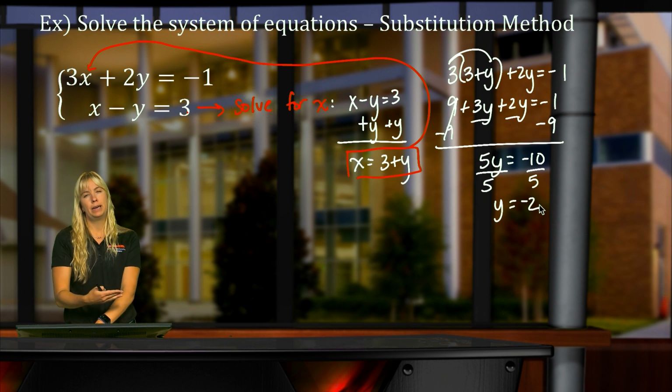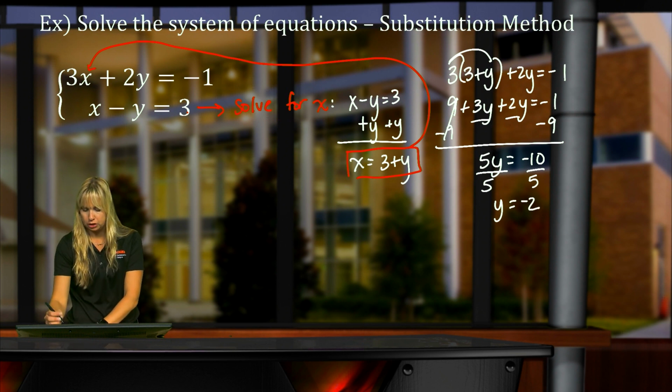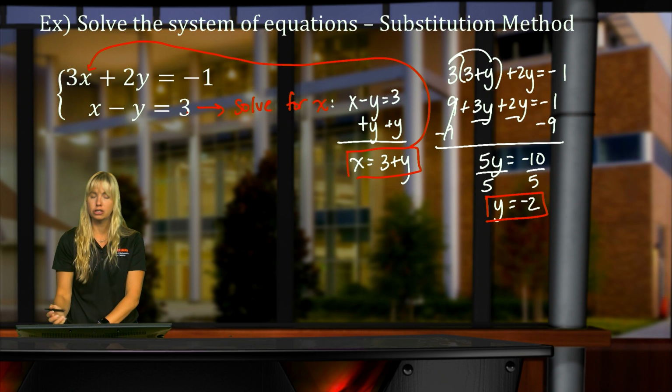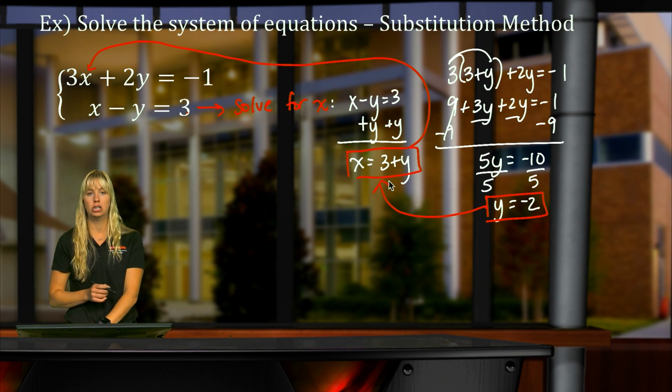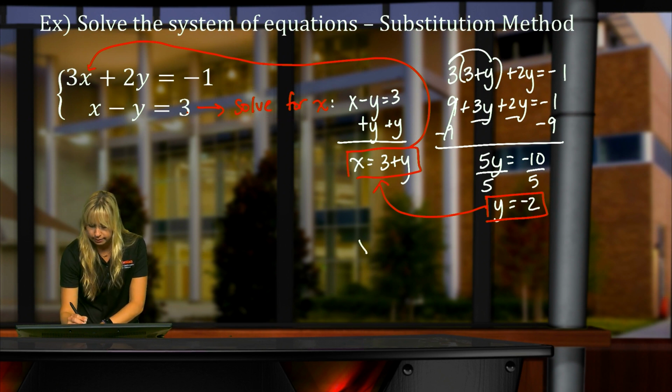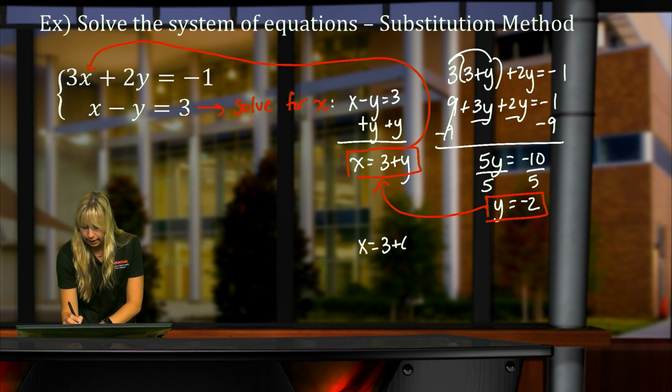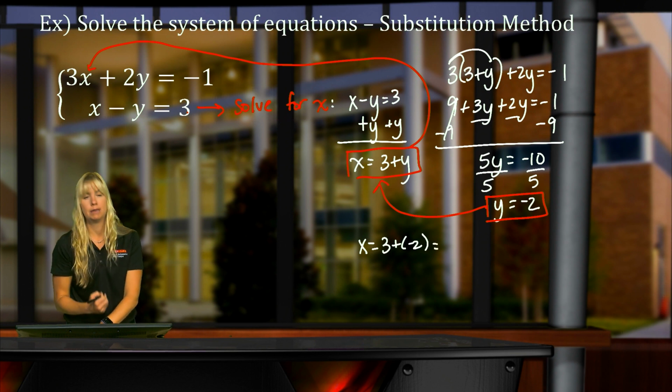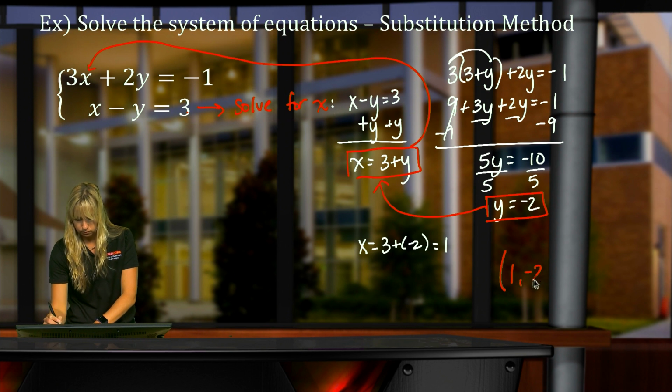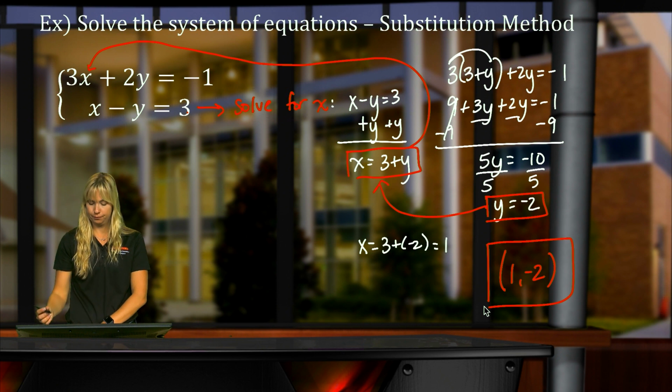Now when we were using the elimination method, we took our first answer and substituted back into one of the originals. You can still do that with substitution, but a really good option would be to use that equation we solved for in that first step, because x is already by itself. So x equals 3 plus -2, which is the same as 3 minus 2, or 1. So my solution as an ordered pair is (1, -2).